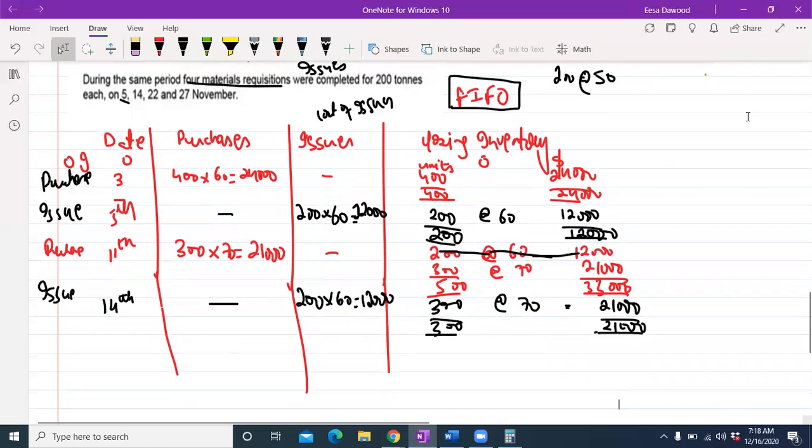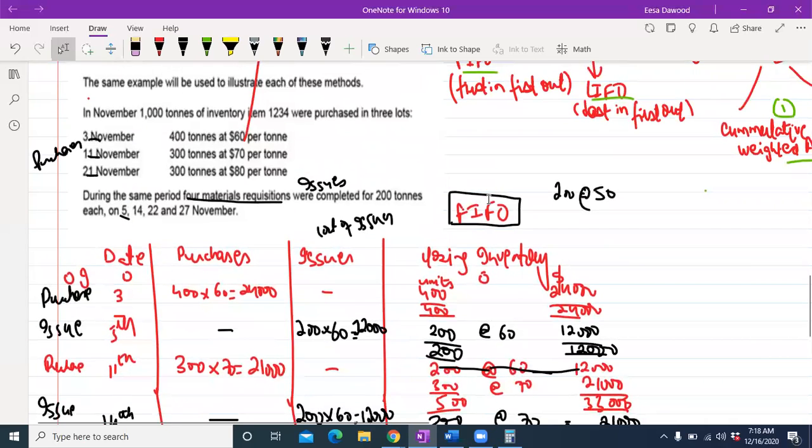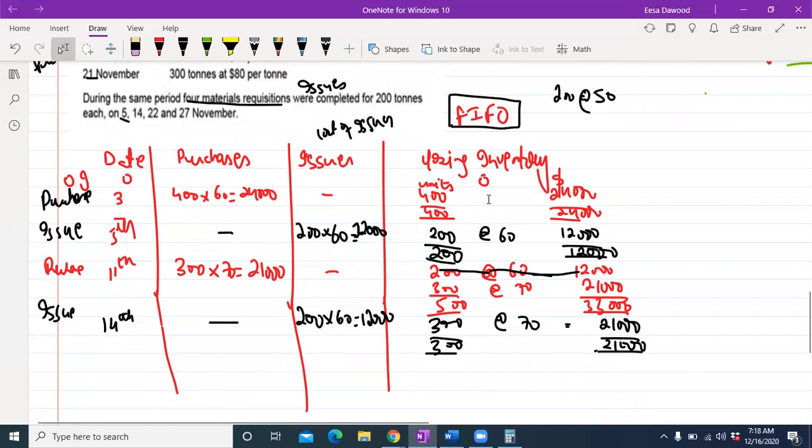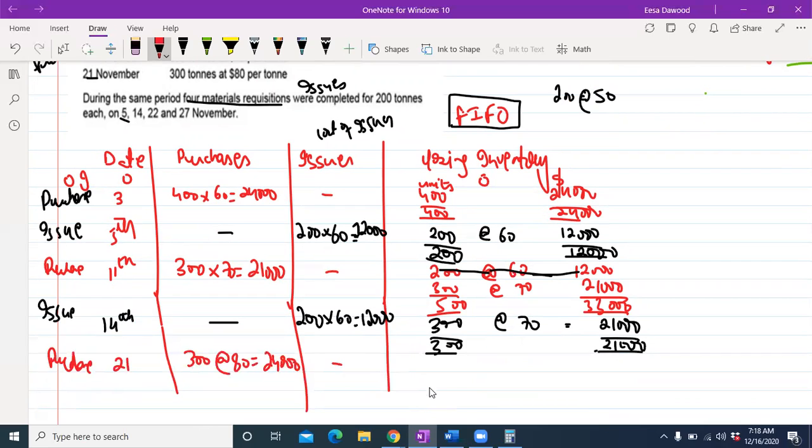Okay, next date is 14th. After 14th, it's 21st. 300 tons at 80. That's another purchase. On 21st, 300 tons at 80 means 24,000. There was no issue on that date.